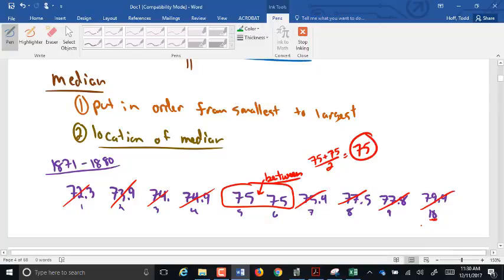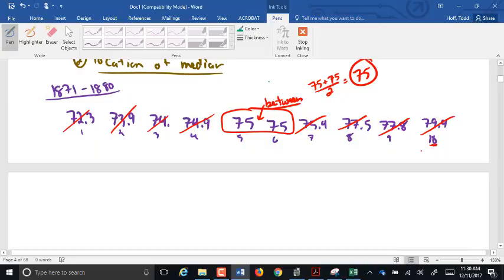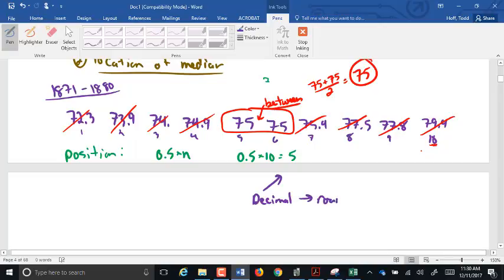If this were a larger list, if there were a couple of hundred numbers in this list, you wouldn't want to have to cross off the smallest and largest. So to find the position of the median, you would take 0.5 times n. Remember, n is 10 here, so it's 0.5 times 10, which gives you 5. If the number you get here is a decimal, you would round up.